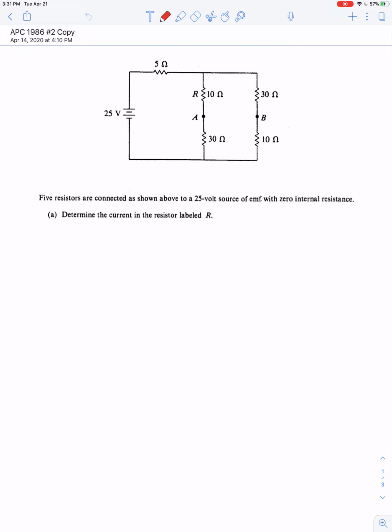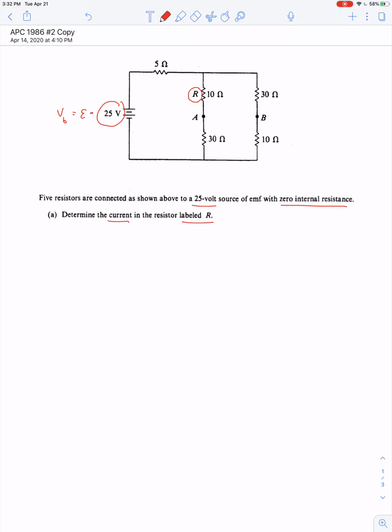It shows that 5 resistors are connected to a 25 volt source, and the battery is an ideal battery, 0 internal resistance. So we can either call this V subscript B for V battery, or we can call it an EMF. Either way, 25 volts of potential difference. One of the 5 resistors is labeled as resistor R, and we need to find the current in that resistor.